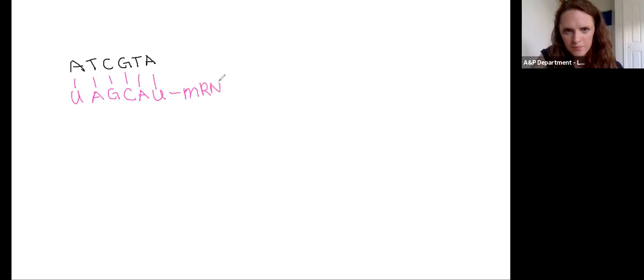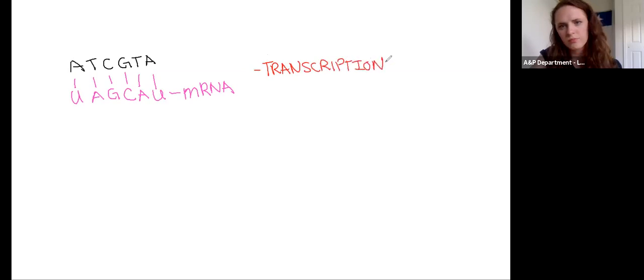mRNA. Okay, so this is just, they came in letter by letter and attached to that exposed DNA that was unzipped from its other side. Okay, this mRNA just codes letter by letter to that DNA and makes its own chain. This is called transcription. You're literally transcribing the RNA from the unzipped DNA.